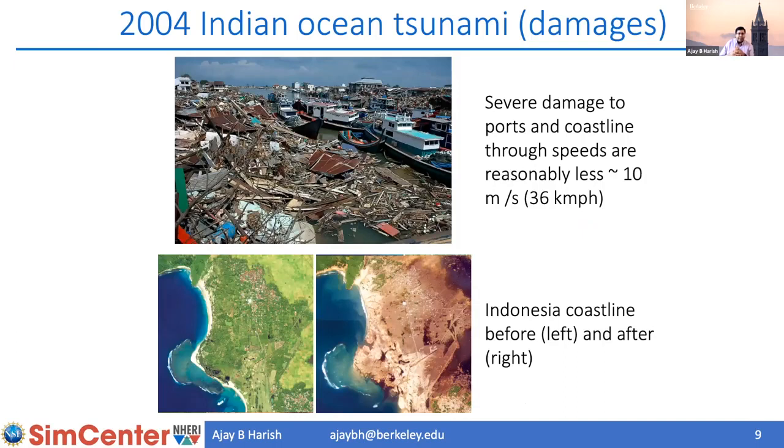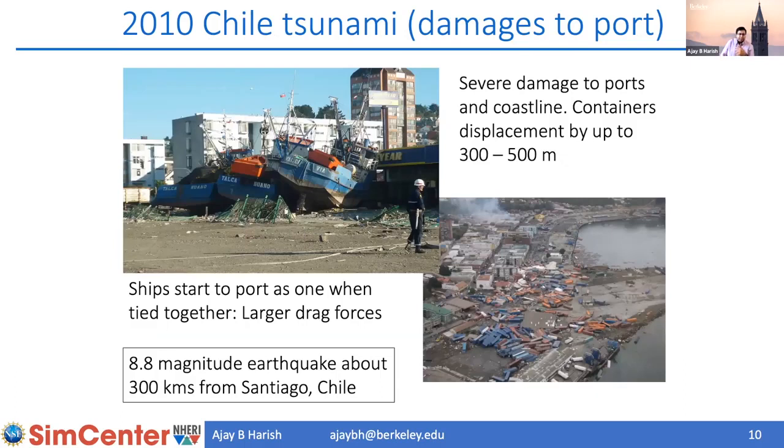One thing that was significantly noticed was that there was severe damage to the ports and coastlines, but the speeds were relatively low. Still, a lot of damage occurred during these tsunamis. The same happened again in the 2010 tsunami. This was an image of the port in Chile, where some of these shipping containers were displaced by about 300 to 500 meters. When the ships were tied together, they were dragged in together, so there was a lot of drag force. In spite of the velocities being low, the mass is very large, so there is a huge amount of momentum that can cause a lot of damage to structures when these ships impact them.